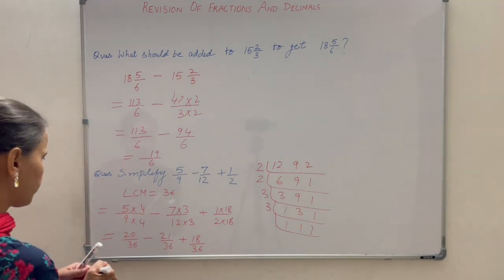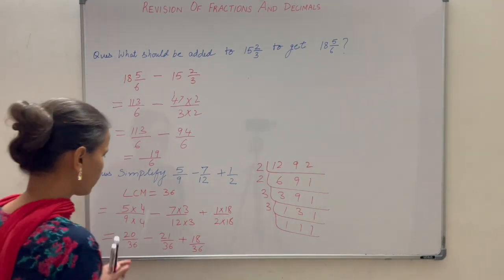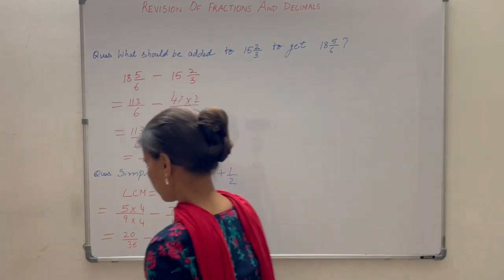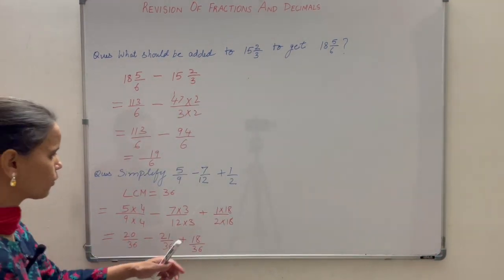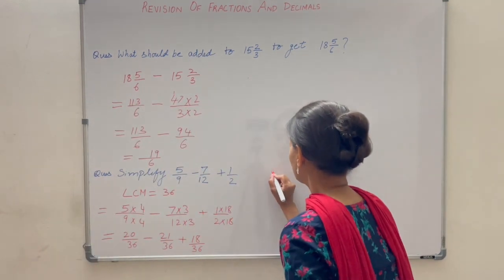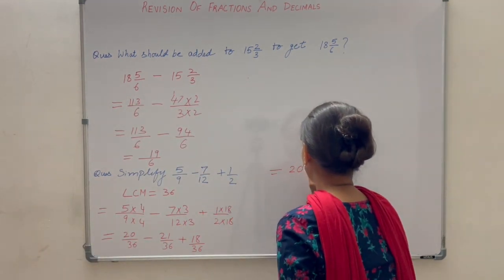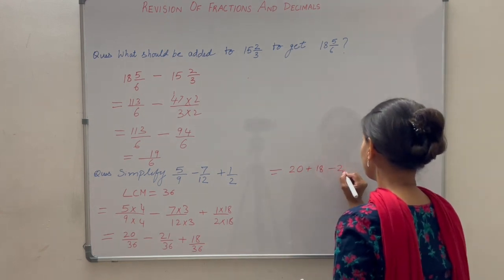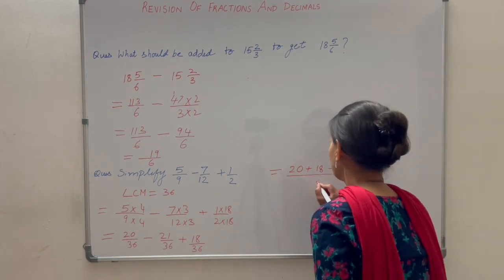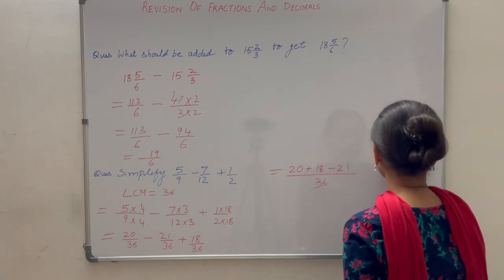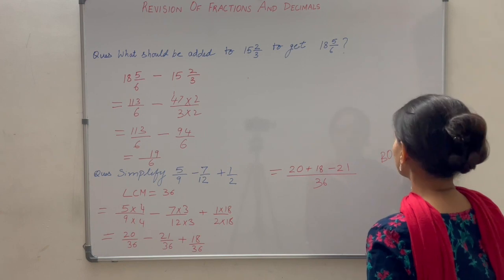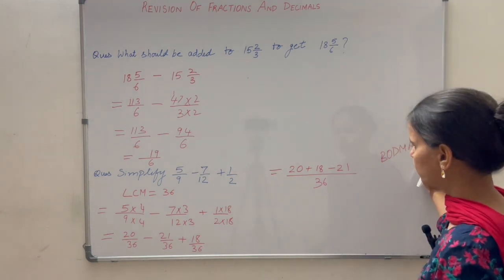So now let us simplify this. All are like fractions now with the same denominator as 36. So as per the BODMAS rule, first we are going to add this. So let us add 20 and 18. Then we are going to subtract 21 from that. Because as per BODMAS rule, you have to first add, then you have to subtract.